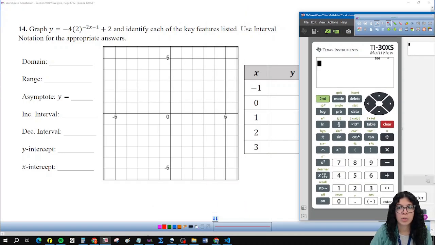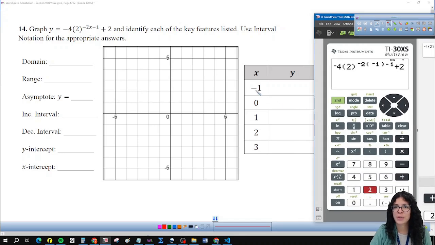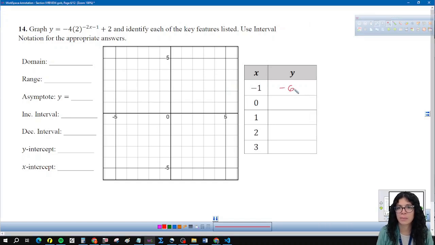Okay. So we have negative 4 times 2, and then that's to the power of negative 2 times whatever x is. X right now is going to be negative 1, and then minus 1, and then plus 2. It's a lot going on there. So I'm plugging in the x value negative 1 for x here and finding what the y value equals using my calculator. So that gave me negative 6.